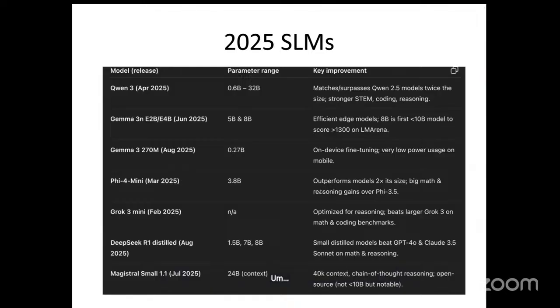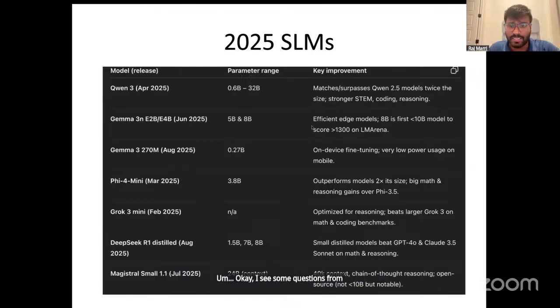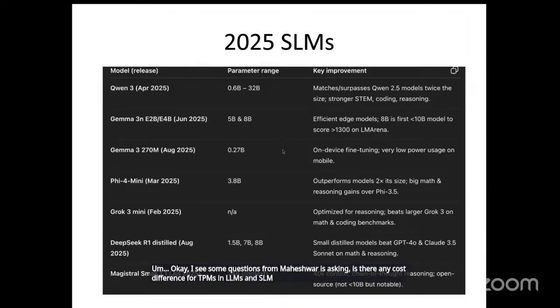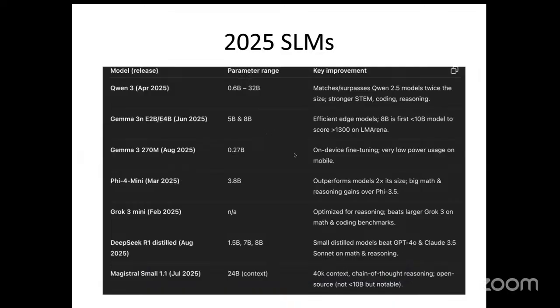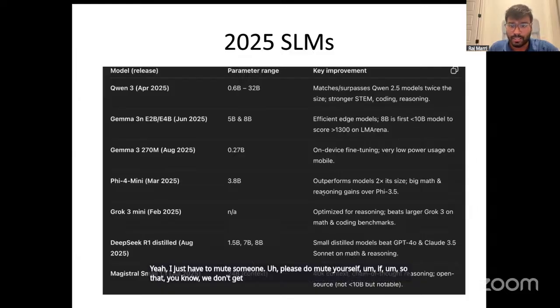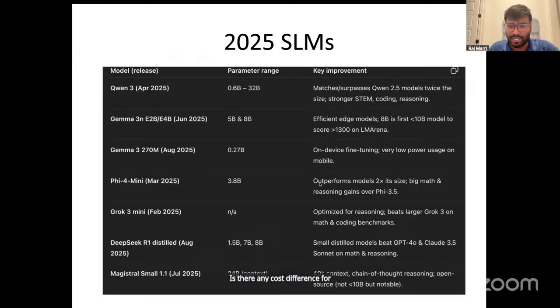I see some questions. Maheshwar is asking, is there any cost difference for TPMs in LLMs and SLMs? Please do mute yourself so that we don't get any disturbance. But thanks for that. Is there any cost difference for TPMs in LLMs and SLMs?